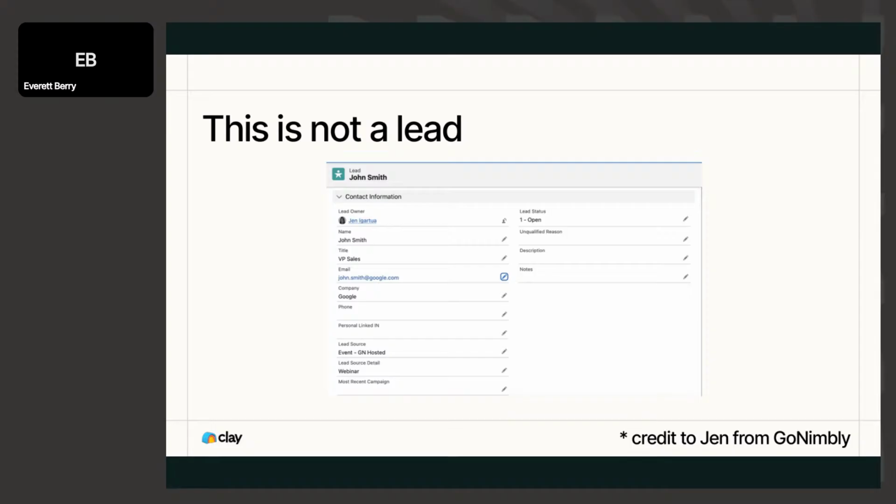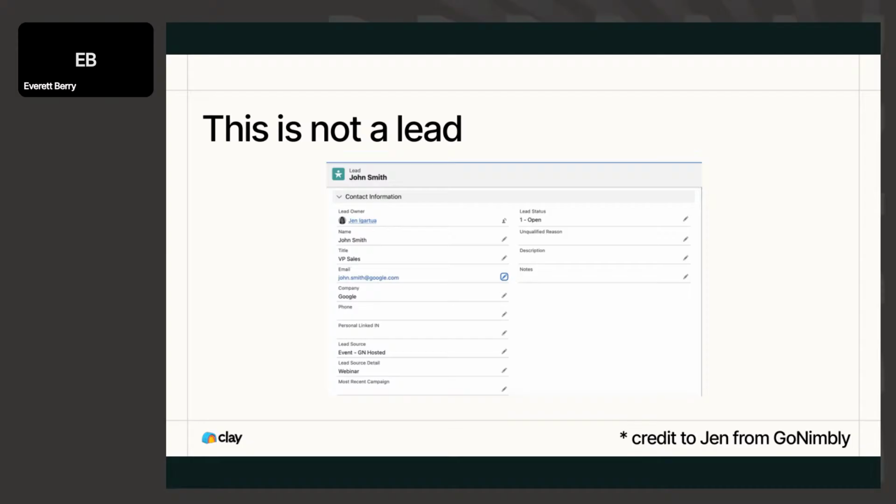So starting off here, a lot of you are probably familiar with a page in your CRM that looks like this, and I have to give credit to my friend Jen from Go Nimbly for this idea, but there's not a lot of action that you can take when you open a page like this. This is someone's email, it's their title maybe, it's maybe where the lead came from, but there's actually almost nothing that you can go off of here that you can use to build a true agentic workflow.